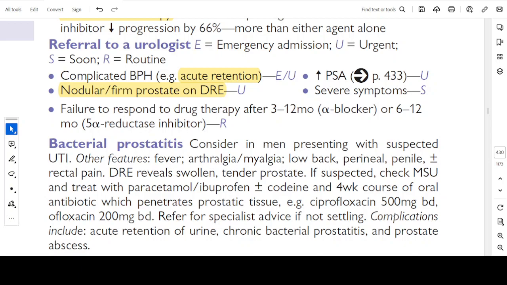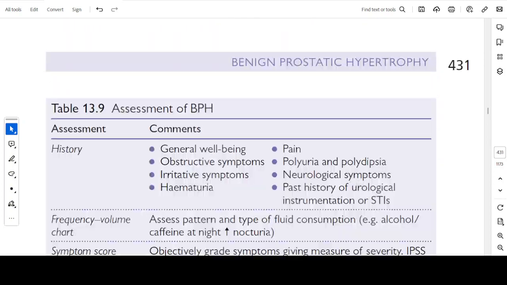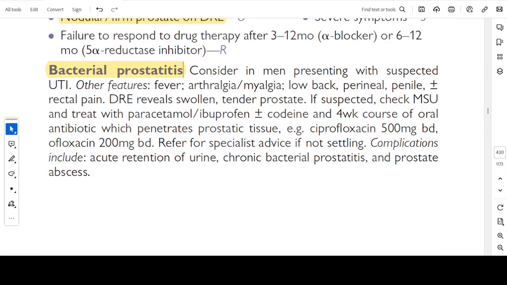Bacterial prostatitis. Consider in men presenting with suspected UTI. Other features are fever, arthralgia, myalgia, low back pain, perineal or penile or rectal pain. DRE reveals a swollen tender prostate. If suspected, check MSU and treat with paracetamol or ibuprofen plus codeine and a 4-week course of an oral antibiotic which penetrates prostatic tissue, for example ciprofloxacin 500 mg BD, ofloxacin 200 mg BD.